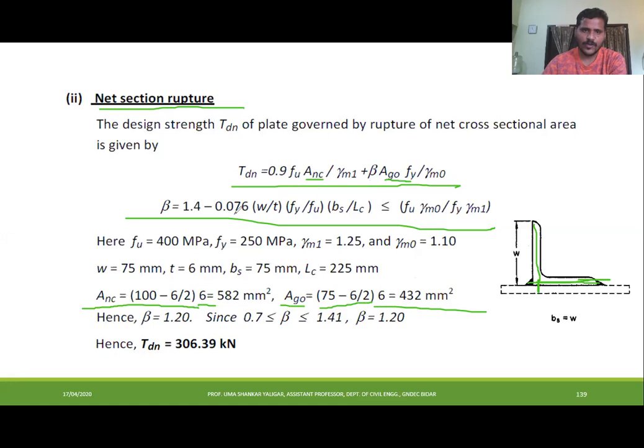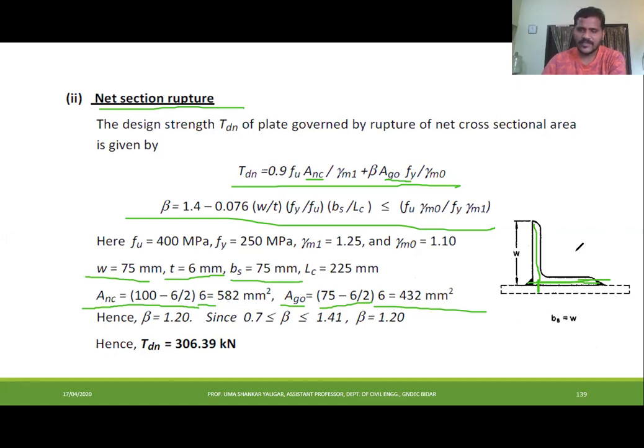In the beta formula, 0.076, w I already told is the width of the outstanding leg. Here the outstanding leg is this one, which is not connected to your gusset plate. That is 75 mm, w. t is 6 mm. Then we need to calculate bs. This diagram is given in figure number 6 of the IS 800 code book.